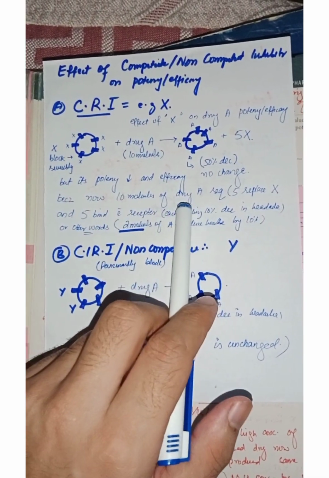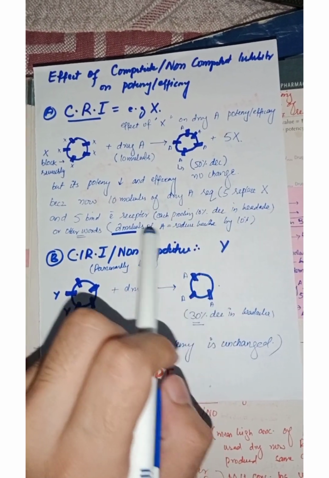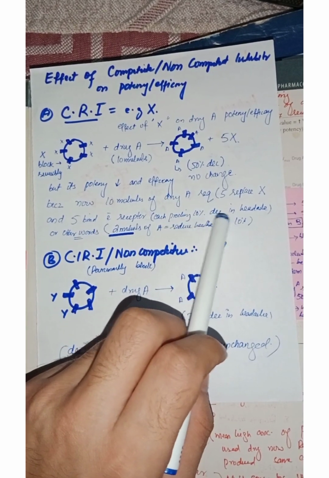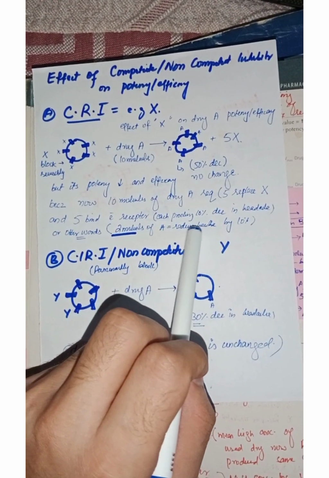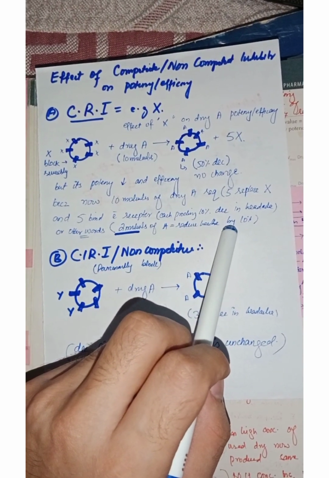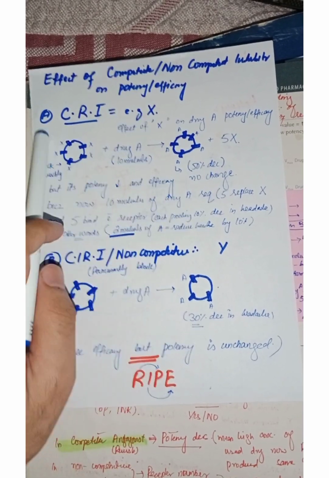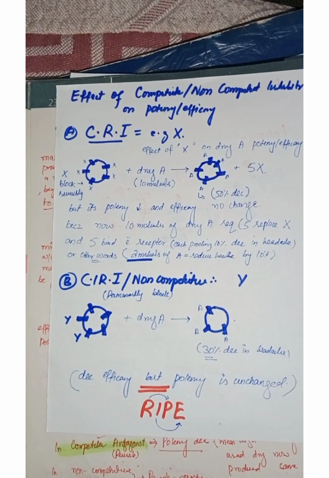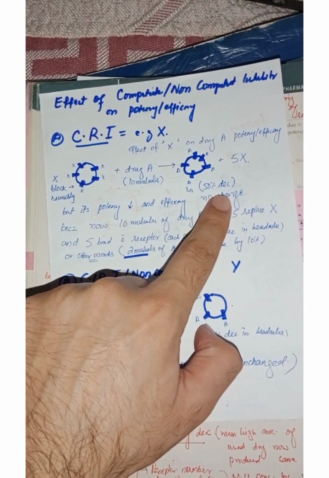And I have written this so that it becomes easier for you: 10 molecules of drug A are required; 5 replace X and 5 bind with the receptors, each producing a 10% decrease in the headache. In other words, 2 molecules of drug A are now required to produce a 10% decrease in the headache, so a total of 10 molecules is required. So now you require a higher concentration of drug A. That's why its potency has decreased, but its efficacy remained the same because the same response has been produced.